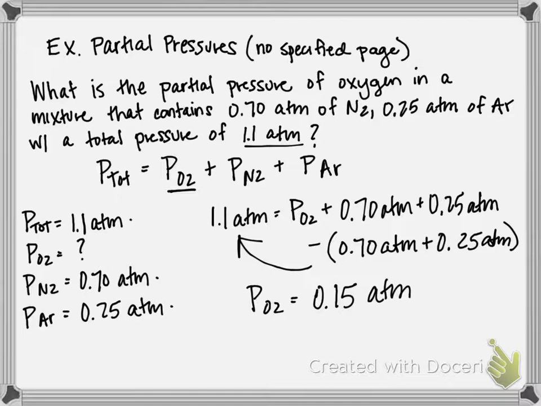So it's as simple as subtracting the numbers from one side to the other to get your final answer that the partial pressure of oxygen that makes up this total pressure mixture is 0.15 atmospheres.